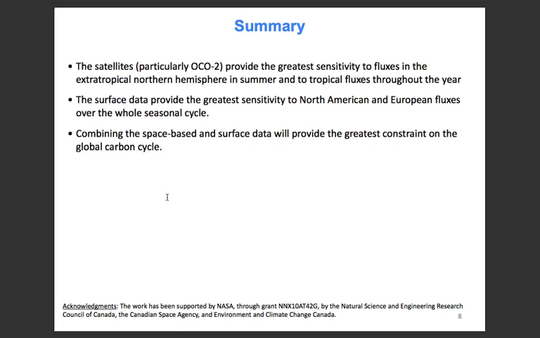They really aren't able to capture the seasonality of the fluxes in the extratropical northern hemisphere. The surface data, on the other hand, can do that, but they have very little sensitivity to the tropics and the southern hemisphere. So the best we can do at the moment is to think about combining the two. It's not an either or. You really can't rely just on the surface network, nor can you rely just on the satellite data. You really have to combine the two, or think about how you will expand the observing network if you want to get better constraints from space so that you can capture that full seasonal cycle of CO2. Thank you.